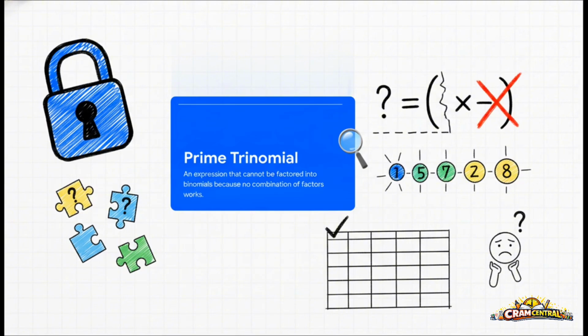Well, occasionally, the math puzzle is actually designed to be unsolvable. We call this a prime trinomial. Just like a prime number can only be divided by 1 and itself, a prime trinomial cannot be factored into binomials because literally no combination of whole numbers works. It's not you, it's the math. If you've checked your table completely and nothing fits, you haven't made a mistake at all. You've just uncovered a prime.